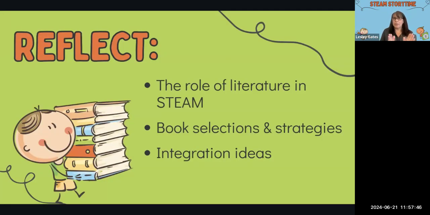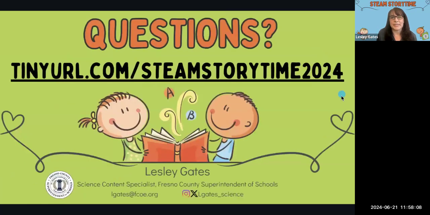So I know we're coming up on time here. So here are the 3 things we did this last hour, so fast: the role of literature in STEAM, book selections and strategies, and integration ideas. So hopefully you have a handful of new thoughts and ideas that you can run with either this summer if you're doing any summer programming, or with your own children and with your students for next school year.